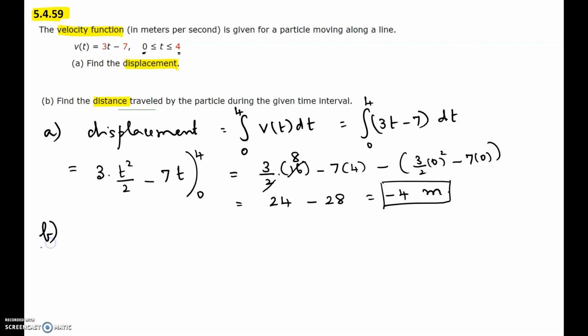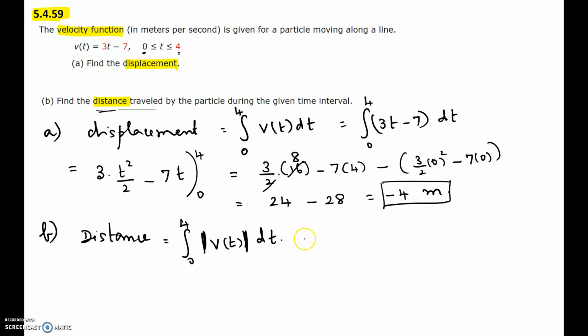Then the second part is finding the distance traveled. So the distance is the integral from 0 to 4 of the absolute value of the velocity. The integral of the absolute value of the velocity, in other words the integral of the speed, would be the distance. The integral of the velocity is the displacement. So note the sign here. We are taking the absolute value of the velocity in order to find the distance.